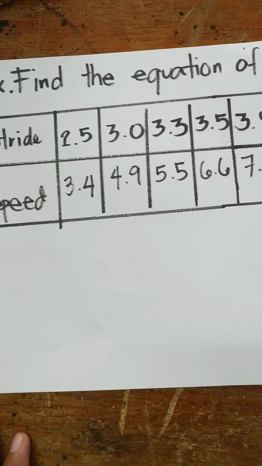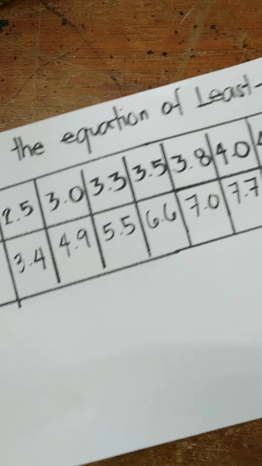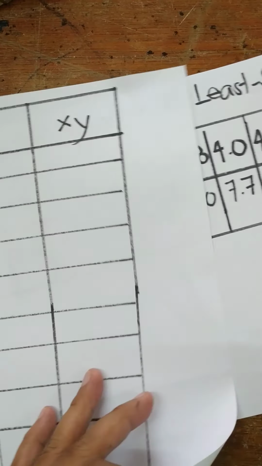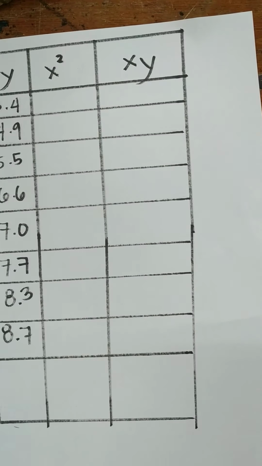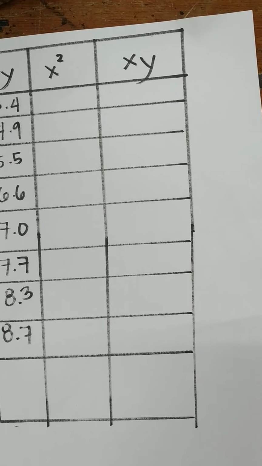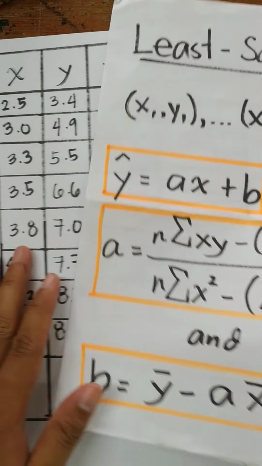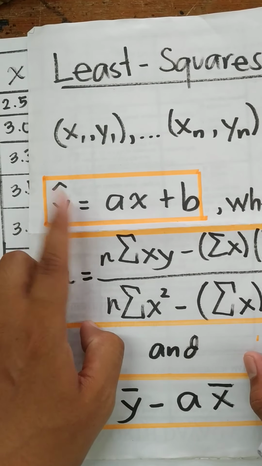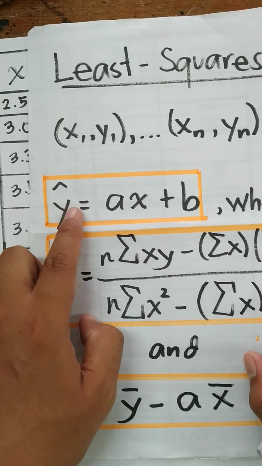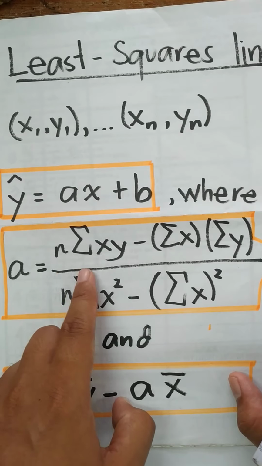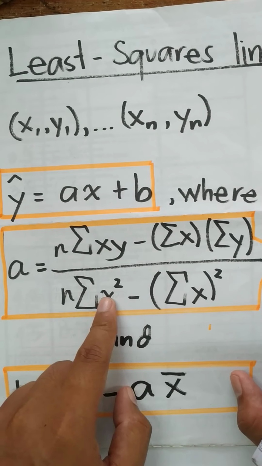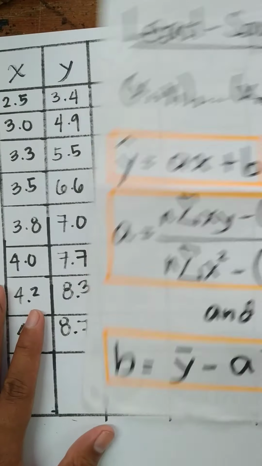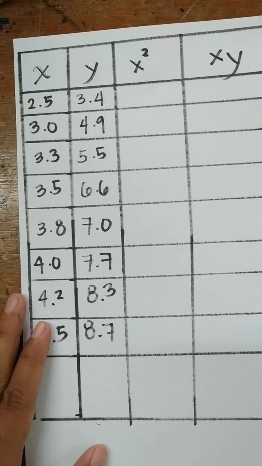To solve that, we first need to complete our table for x and y. Why do we need to do this? Because we need to find this equation, and in order to find it, we need to find our slope first, our sums of x and y, and so on. That's why we need to put it in table form.